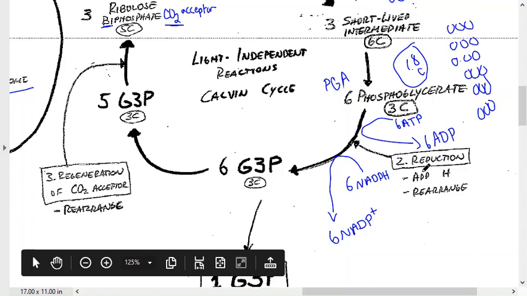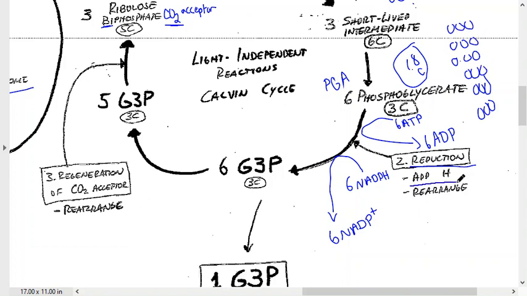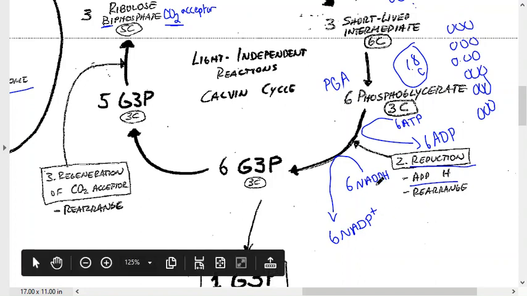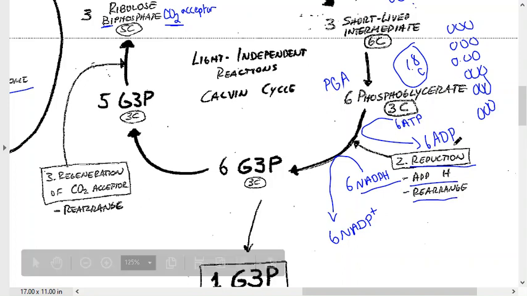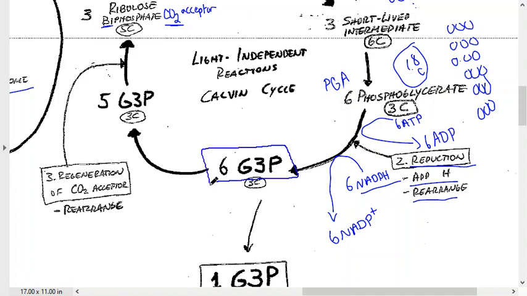This is called the reduction phase. We're reducing each of these 3-carbon molecules by adding a hydrogen. This is why we need the electron carrier. And we're just rearranging some of the bonds, and that's going to take some energy. So this is why we need ATP. What that's going to do is generate 6 G3P.